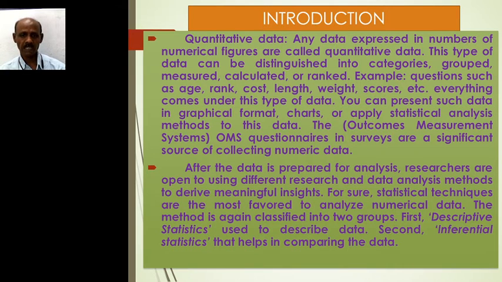This type of data can be distinguished into categories: grouped, measured, calculated, or ranked. Examples: questions such as age, rank, cost, length, weight, score, etc. Everything comes under this type of data where there are numerical numbers. You can present such data in graphical format, charts, or apply statistical analysis methods to the data. The outcome measurement system (OMS) questionnaires in surveys are a significant source of collecting numerical data.